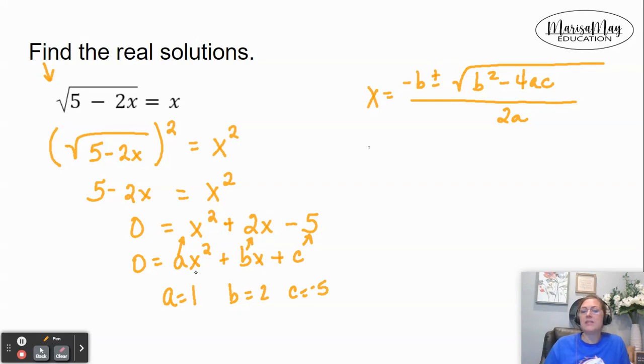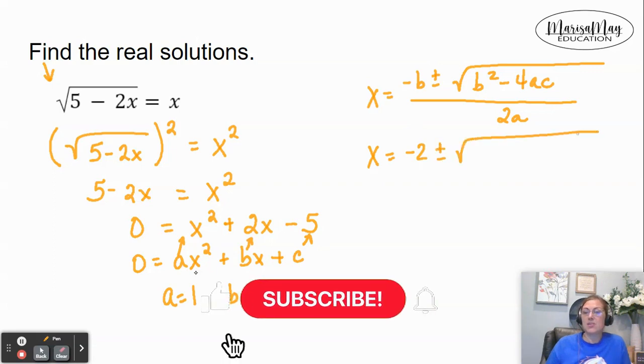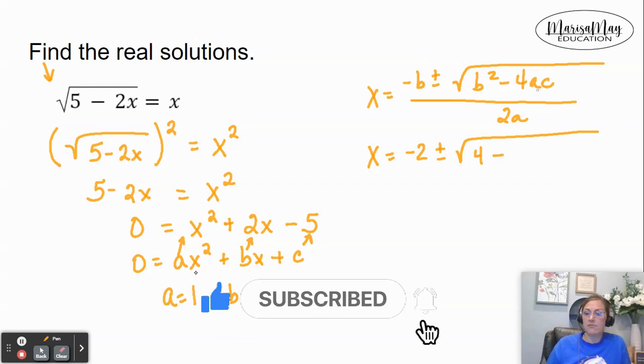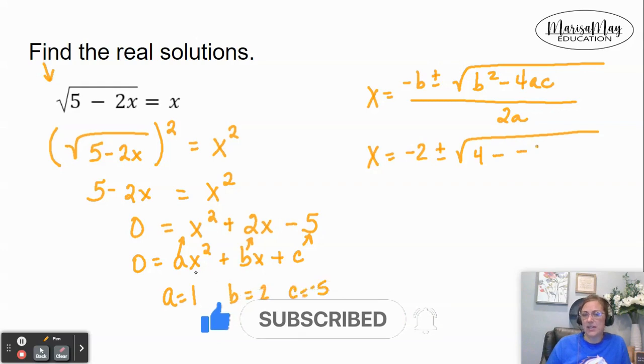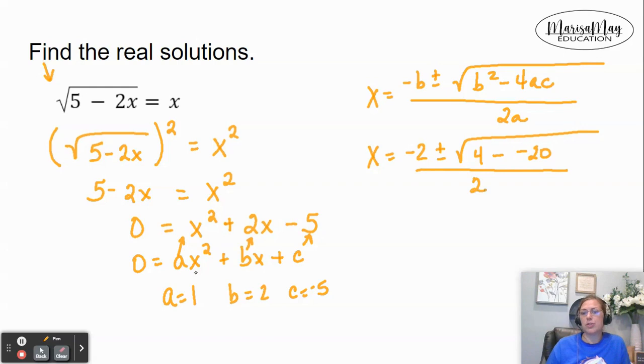So now we'll make the substitutions. So negative b would be negative 2 plus or minus b squared, 2 squared, which is 4, minus 4 times a, 4 times 1 is 4, times c would be negative 20, divided by 2 times a, or 2.